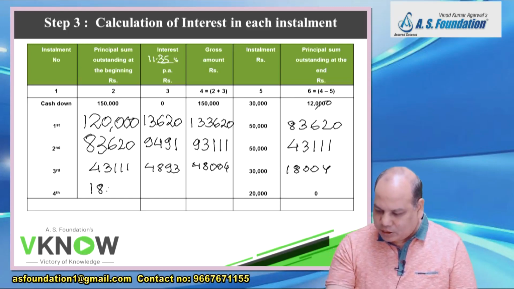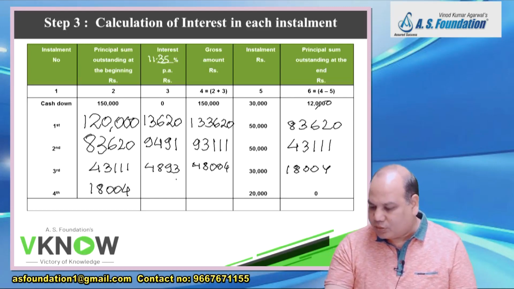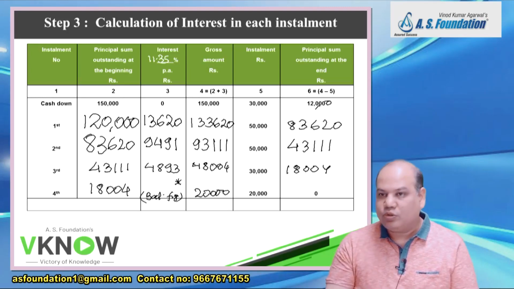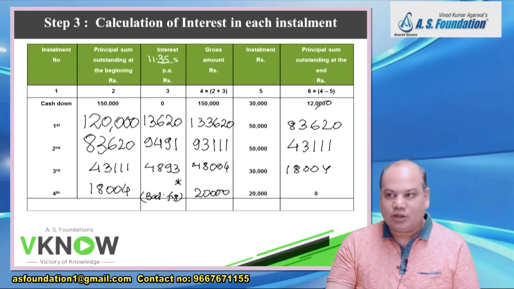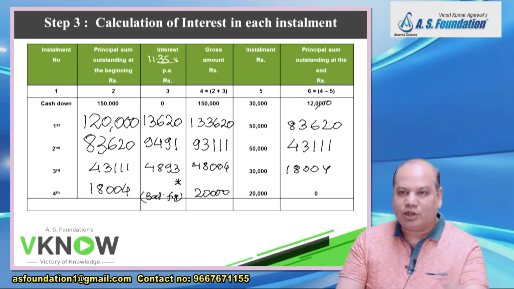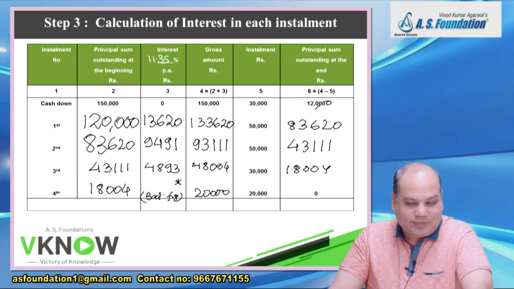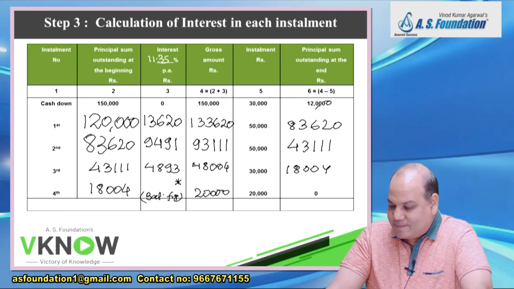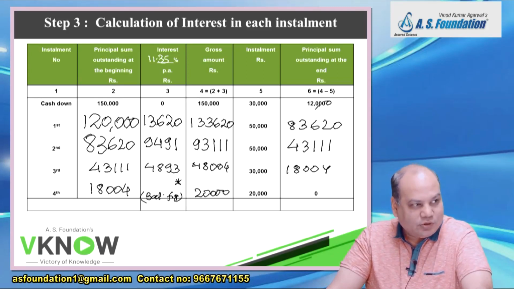Now wait. In the last installment, interest will be the balancing figure. Because if you do the calculation, it should come to 20,000, so that after paying 20,000, balance should be 0. Now you take first 18,004 into 11.35% on calculator. How much you are getting? 2043. But it is not right. You have to take the balancing figure.